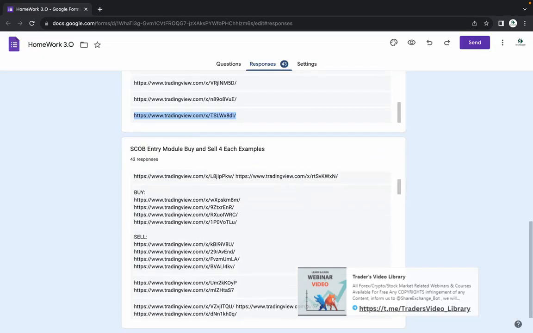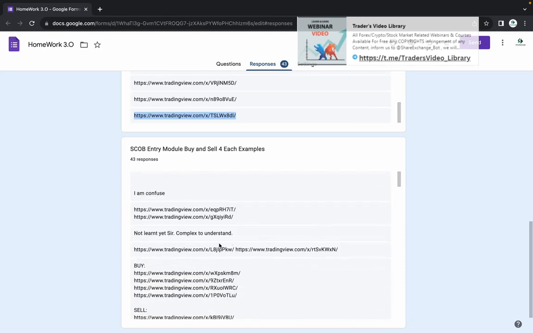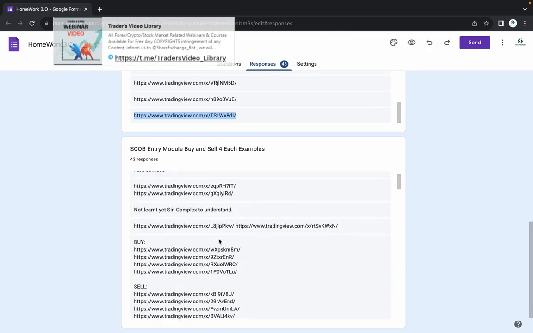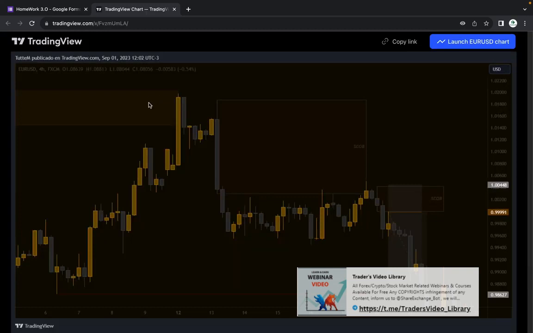Now the next question asked by you. Not learned yet, completely to understand. Okay, no worry. Let's open one by one. About single candle order block entry module. Okay, perfect. So this one is also a single candle order block.